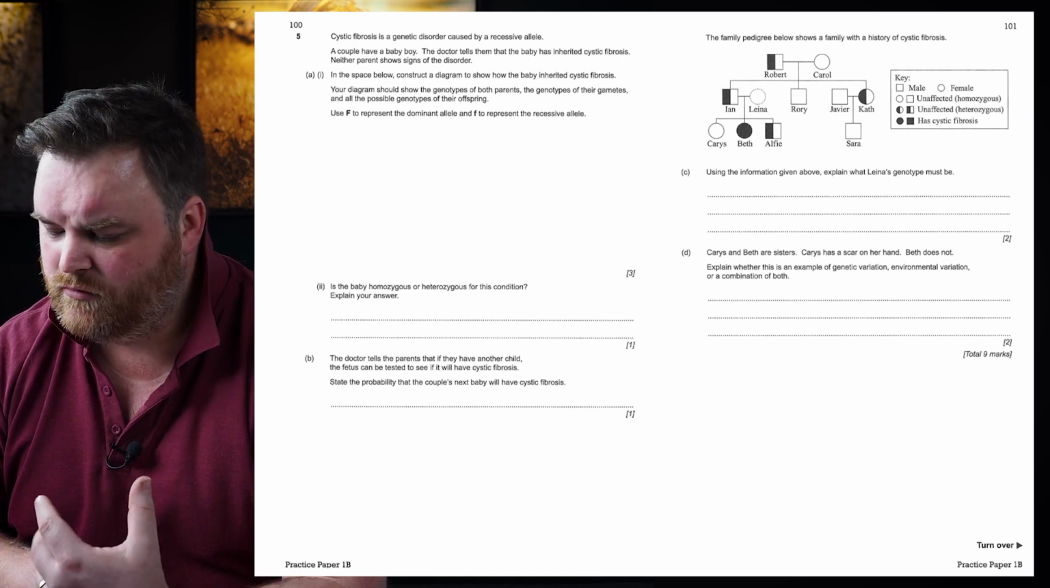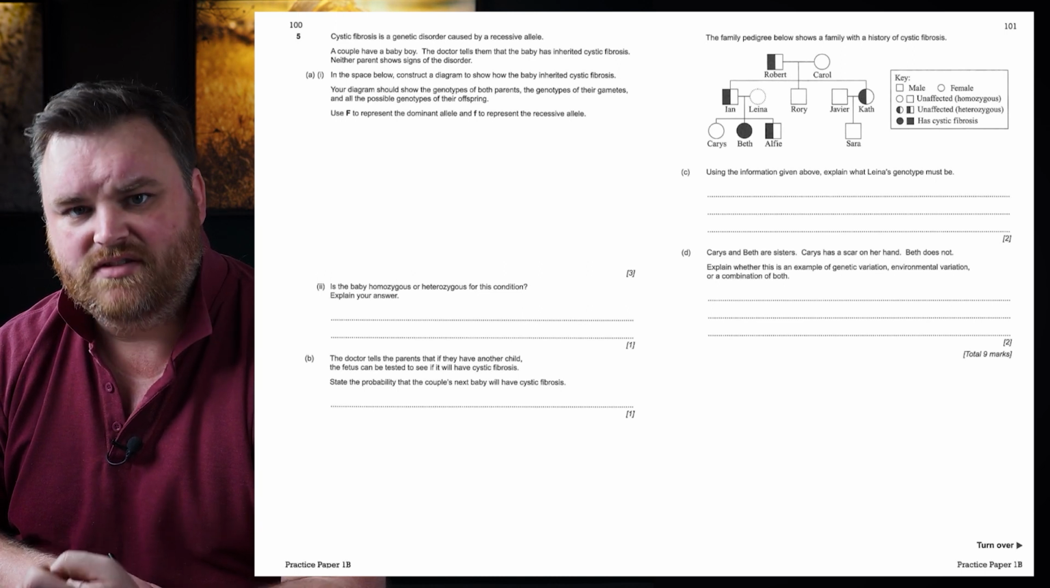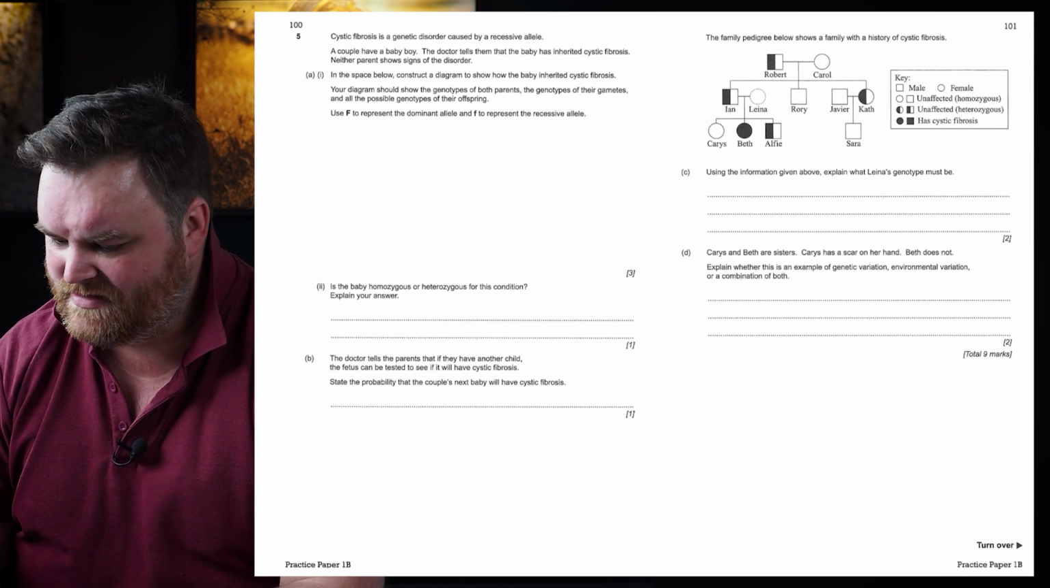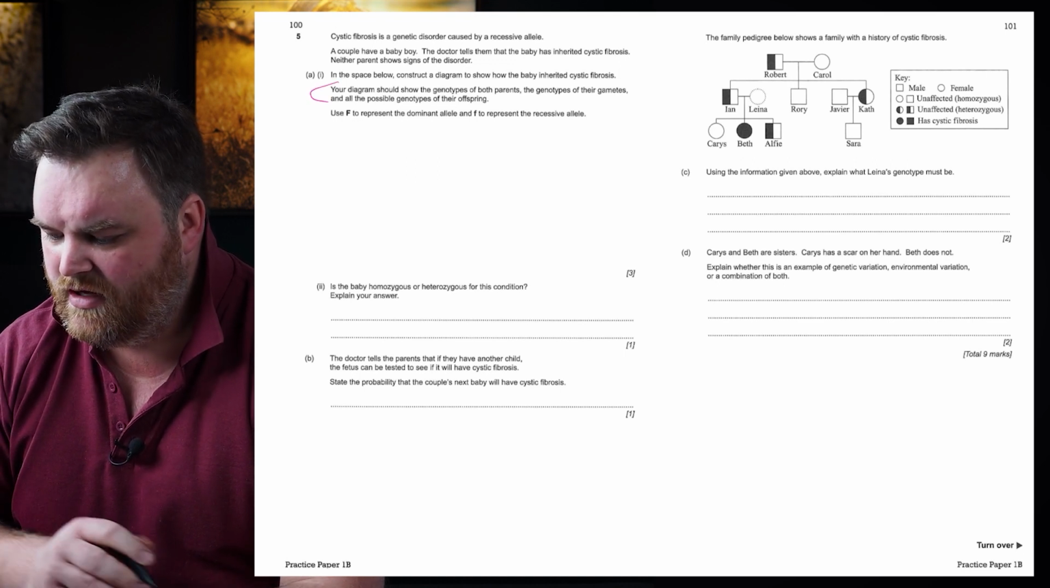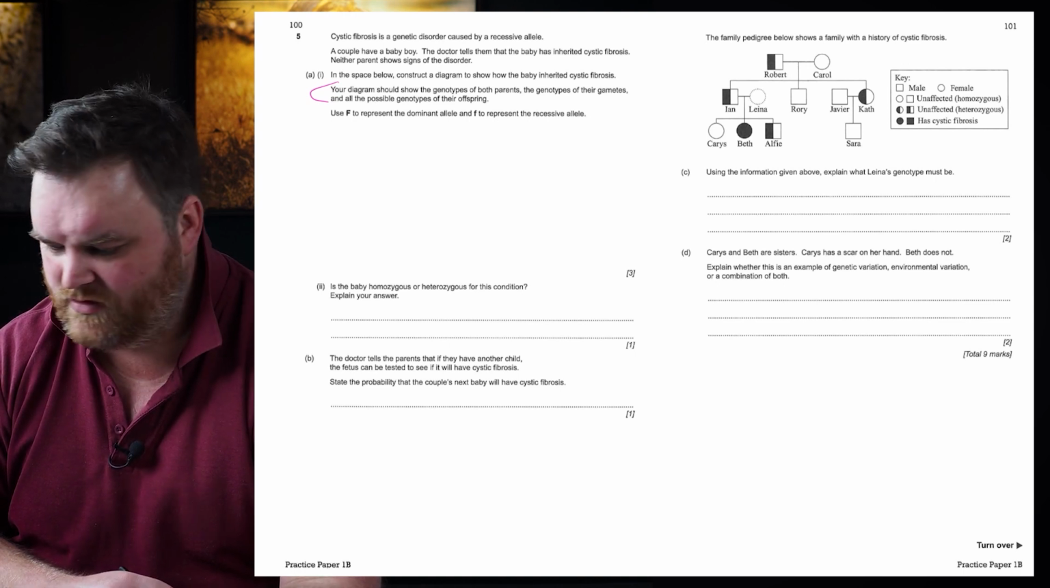You just need to make sure that you read these questions carefully and make sure that you've answered every part of that question. However many marks there are, there will be a list in the question, as there is here for this one, that tells you exactly what the examiner is looking for in order to get those marks.